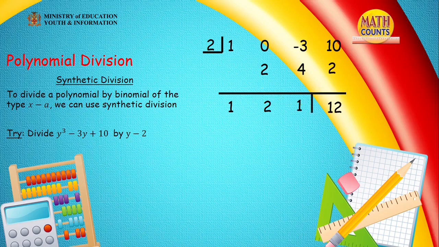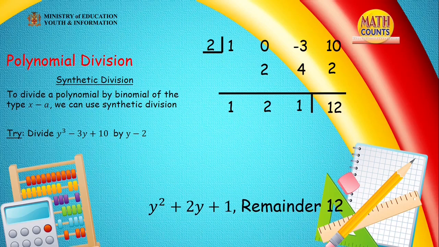So now we're going to write this out to see what our answer is. Now, because we're dividing by a y to the 1, our highest degree in our answer is going to be y squared. So this is going to be y squared plus 2y plus 1. Remember that last number in our synthetic division is always the remainder. So we have a remainder of 12. Now this is much easier in my mind than doing long division as long as you get the gist of it. But all you have to remember is to multiply, then add, and just work. This is zigzag simplification.